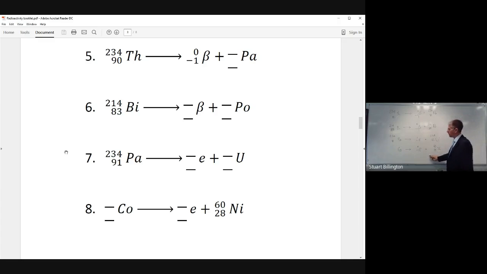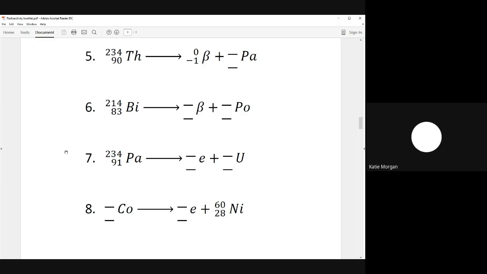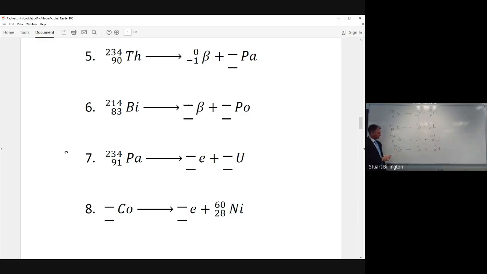Okay, what about this one? So cobalt has decayed into nickel. What must the cobalt have looked like at the beginning? Is it 60 and 27? Perfect. So we've gained a proton because a neutron has turned into a proton, but the total number has stayed the same. Or mathematically, 60 plus 0 is 60, and 28 minus 1 is 27.